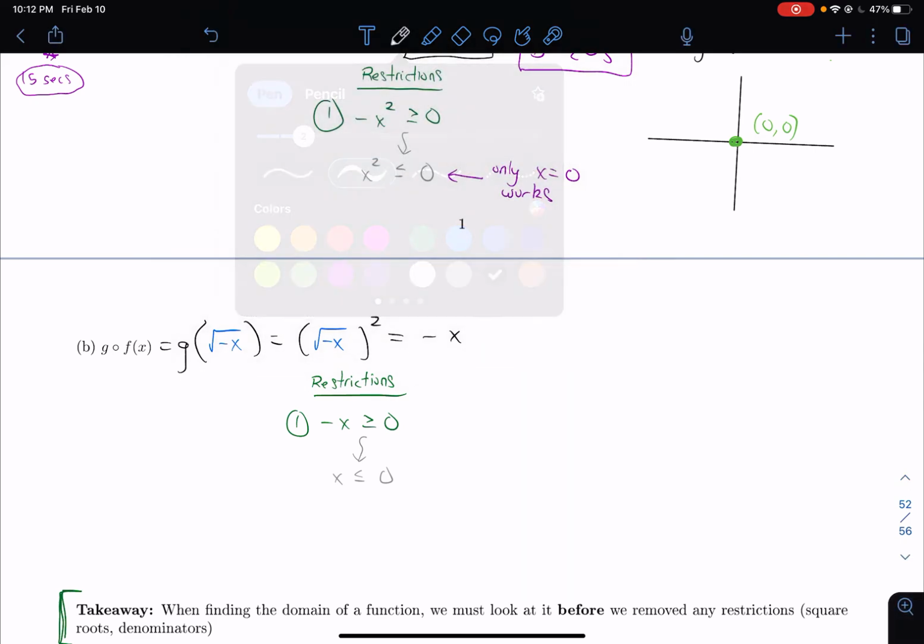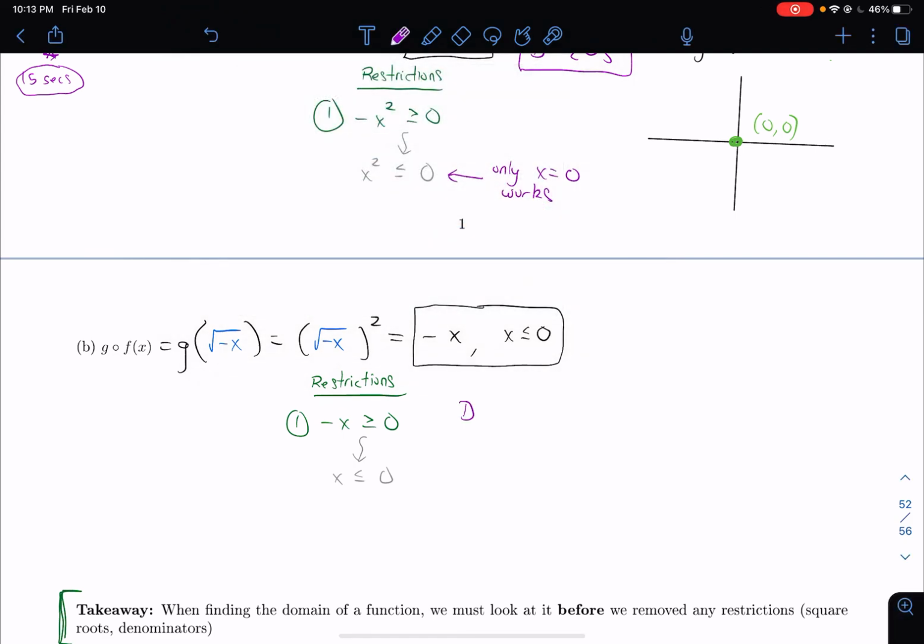So that means when we set it simplified to negative x, I'm going to put a comma after it. And now I'm going to include this restriction that x is less than or equal to 0. So that is representing my domain. Okay, so my domain here, if I write this in interval notation, would go from negative infinity to 0 with a bracket because it could be equal to 0. Okay, so that's my domain.